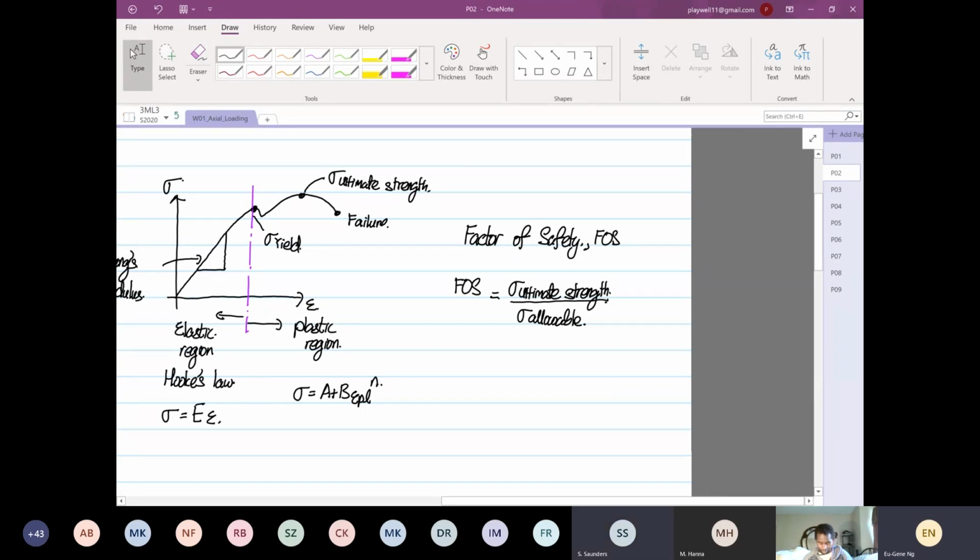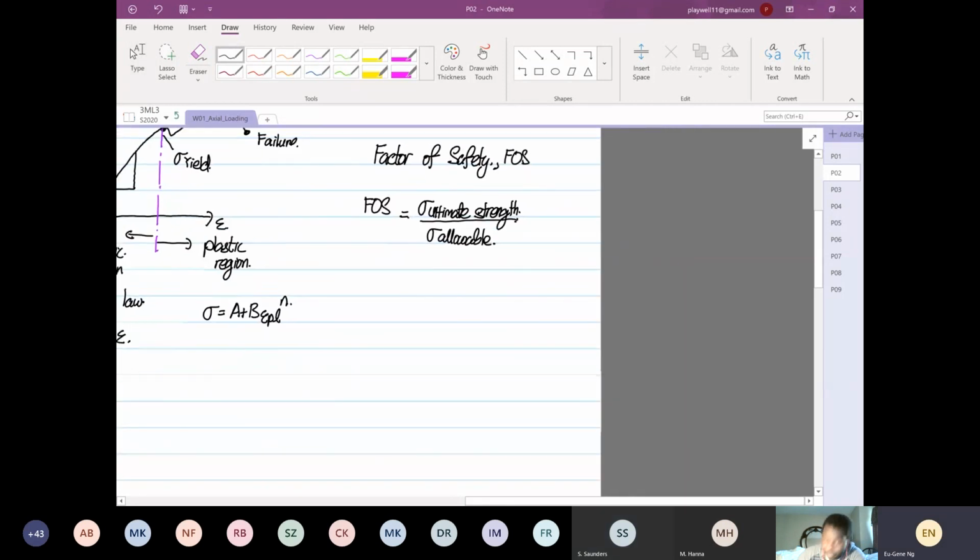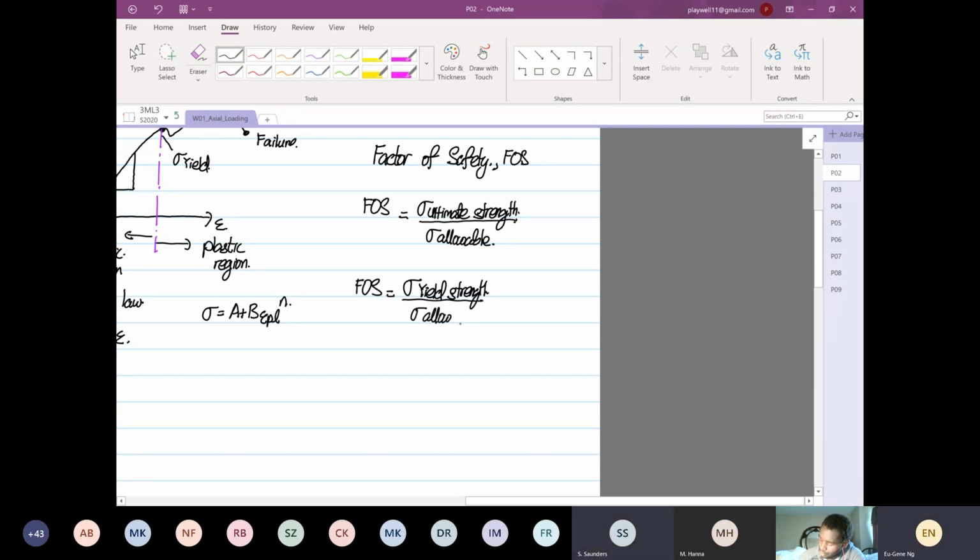What is written in the textbook, you can look at the textbook, it's always ultimate strength. So why do you say that? Because you want elastic deformation, not plastic deformation, because whatever you're looking at is permanently deformed. Yep, absolutely right. So what you're telling me now is factor of safety should in fact be equal to the yield strength divided by stress allowable. Yeah, that seems more practical.